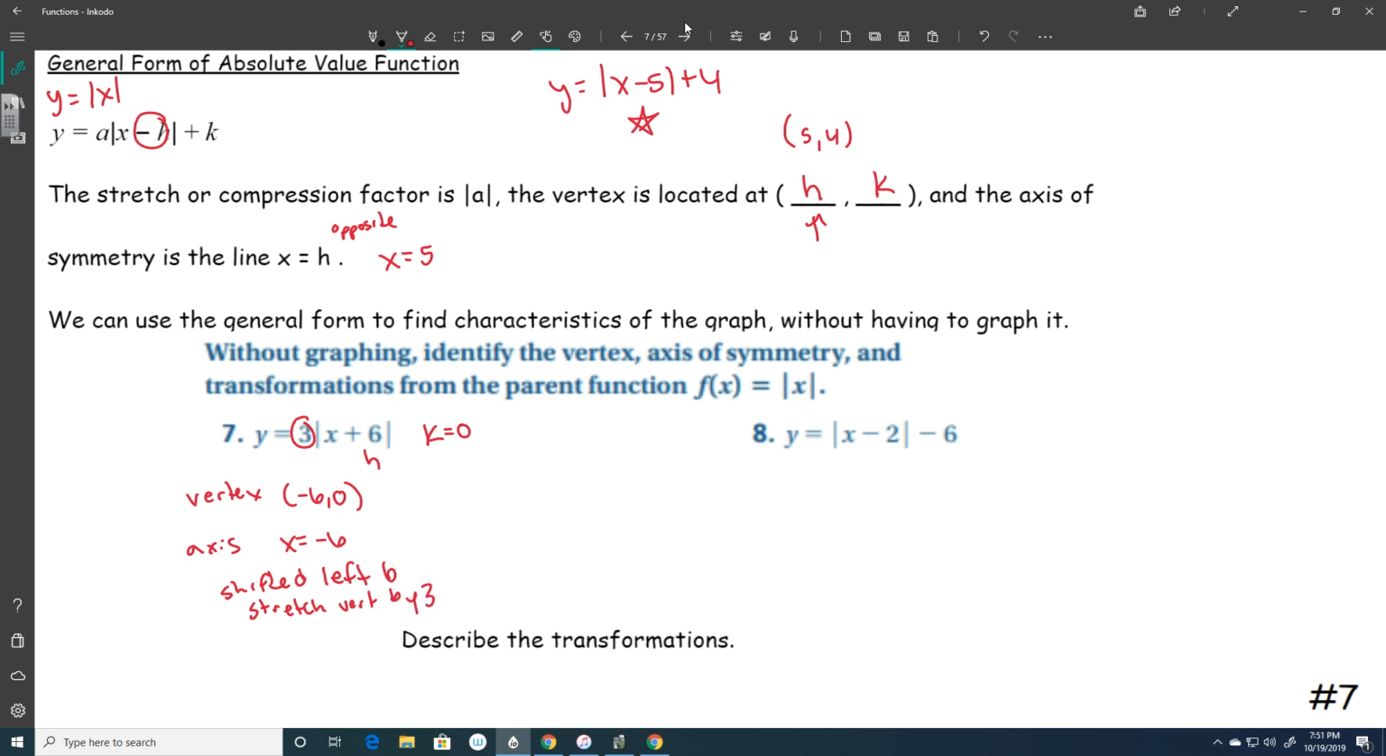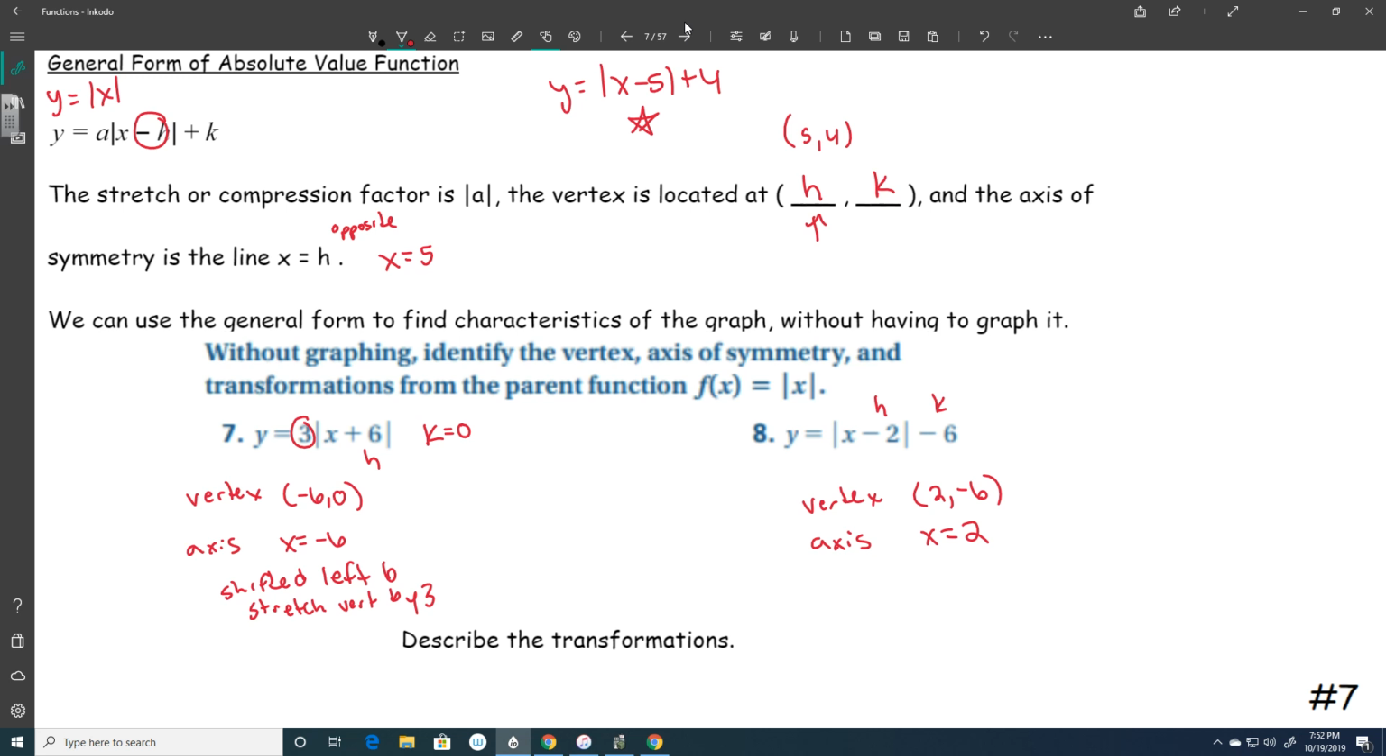Okay, let's try that again over here. Absolute value of x -2, and then I'm going to -6. So my vertex uses h and k. So my vertex is going to be +2, because this shifts me to the right 2, and this shifts me down 6. So my vertex is shifted to 2, -6. My axis of symmetry, x equals the opposite of this number right here, so +2.